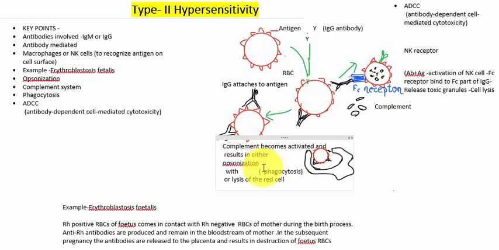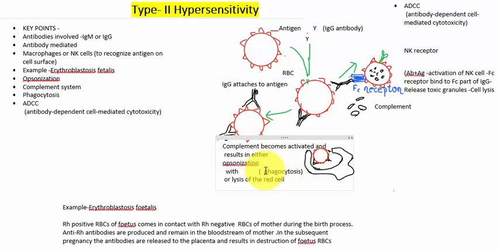So what happens? This is the surface of the RBC which contains the antigens. The antibody gets attached to the antigen and forms the antigen antibody complex. Then the complement binds to the Fc portion of the IgG antibody, gets activated and results in opsonization.